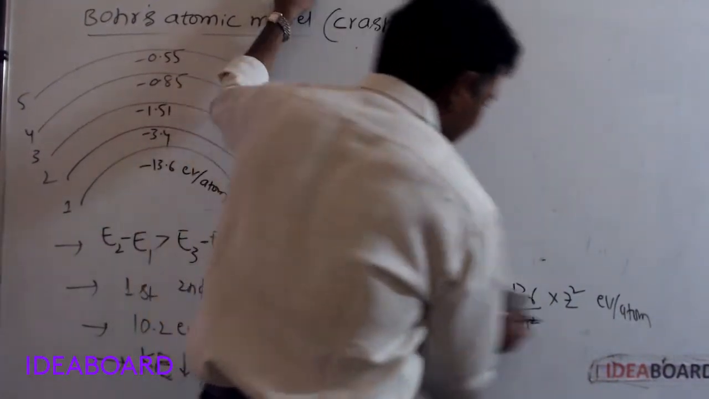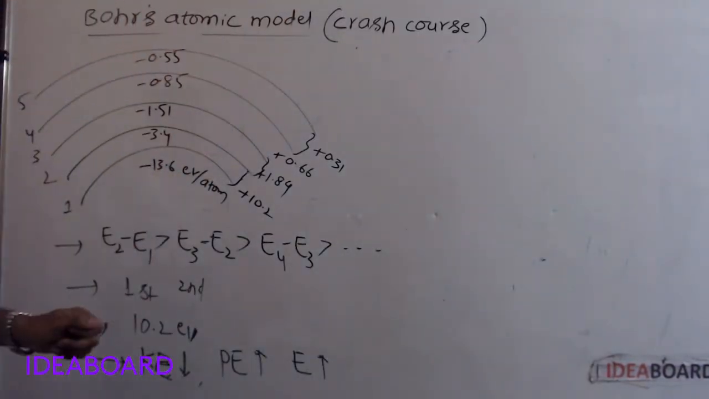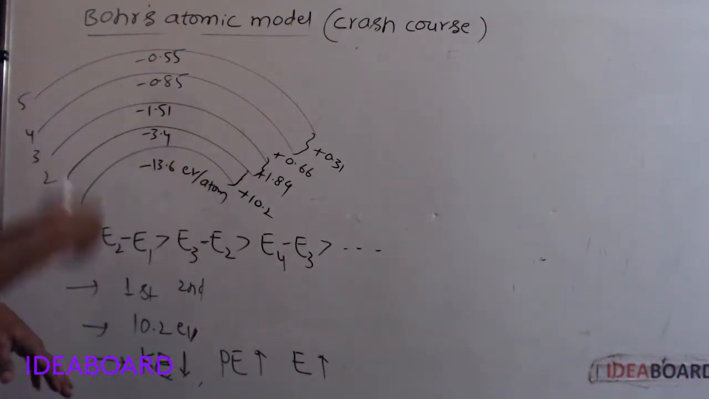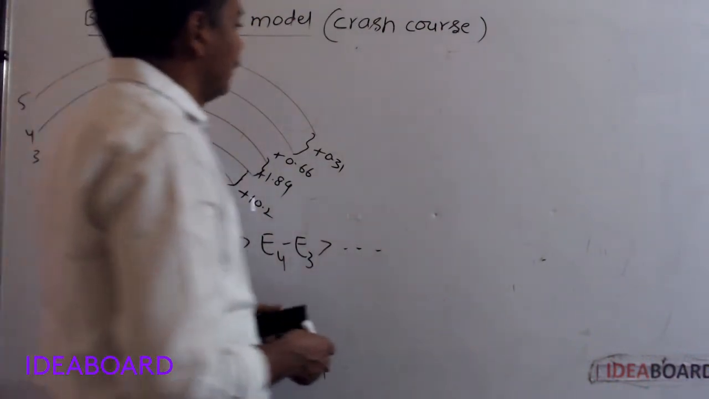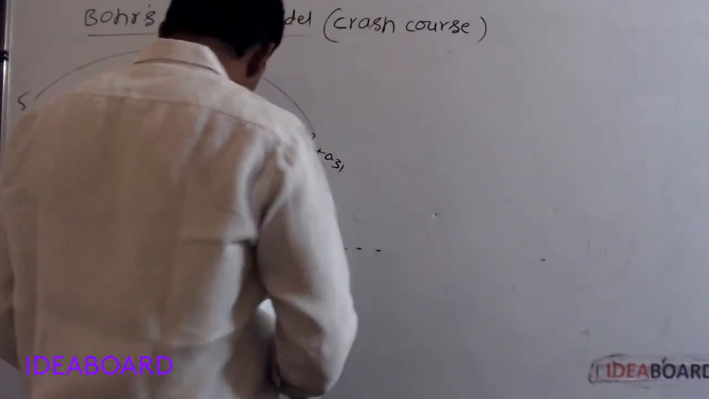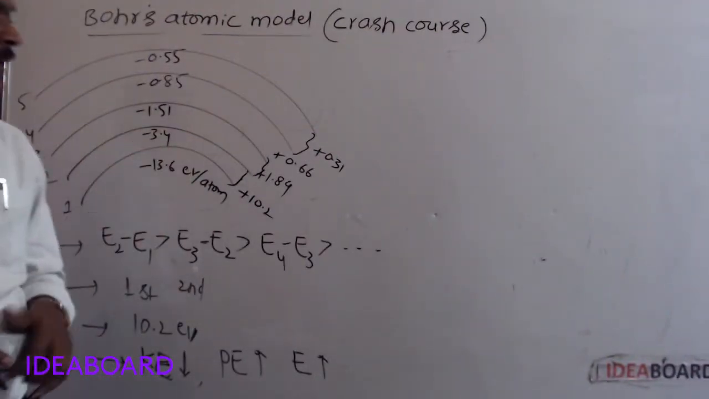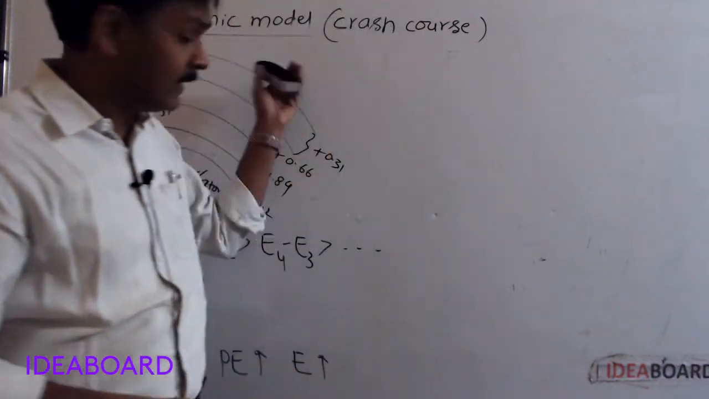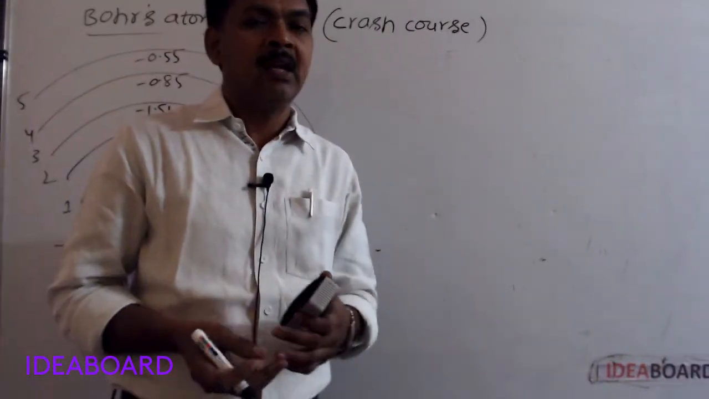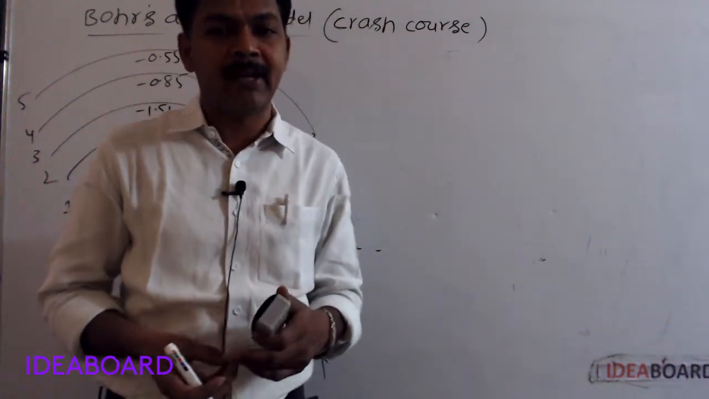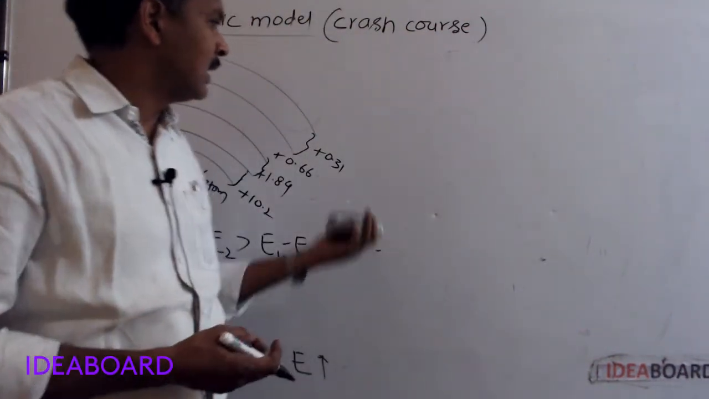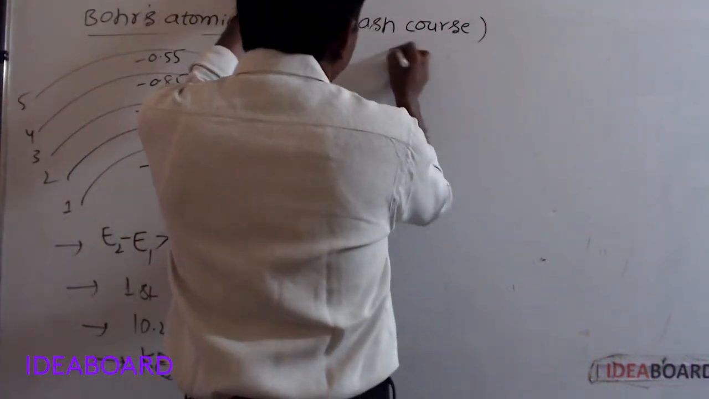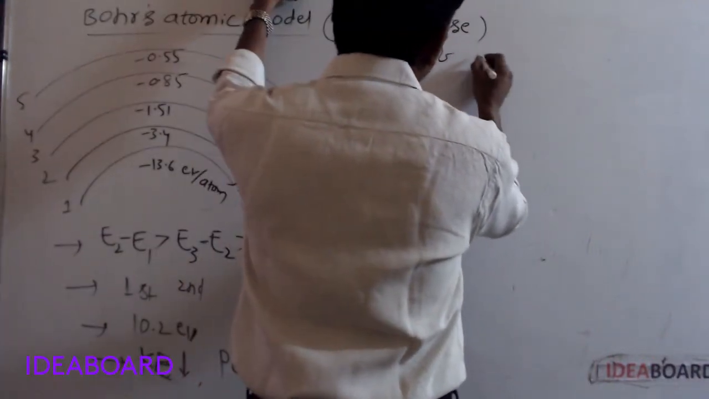In which orbit does the electron have minimum energy? In the first orbit, the energy of the electron is minimum. In the infinite orbit, the energy of the electron is zero, which means the electron is completely separated from the nucleus's force of attraction. Next, the expression for IP of hydrogen atom.